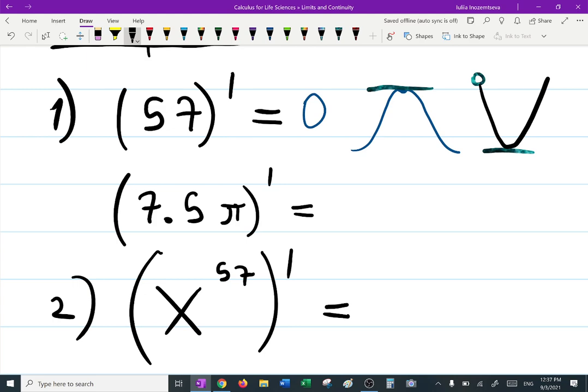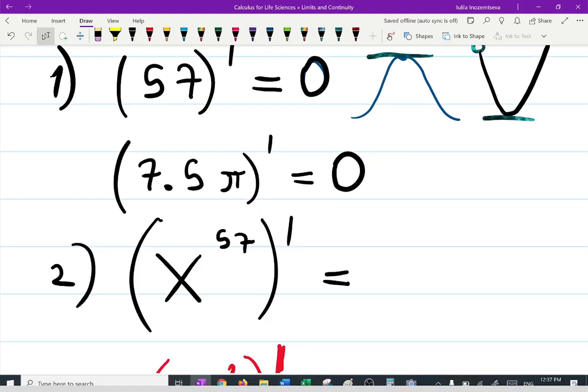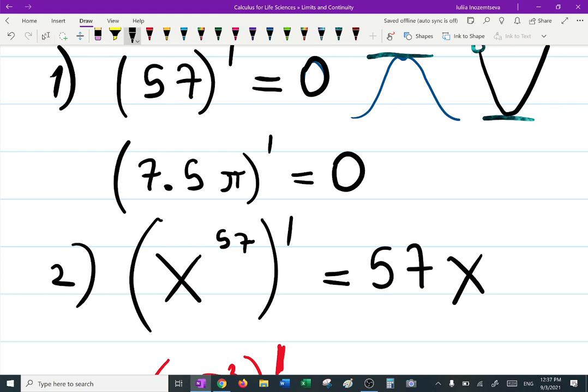So, what is the derivative of 7.5 pi? Zero. Are you sure it's not 7.5? It's zero, because pi also is a constant, right? So don't get confused. You'll see that in your homework as well. Both are constants. But what is the derivative of x to the 57? 57 x to the power 56. All agree?